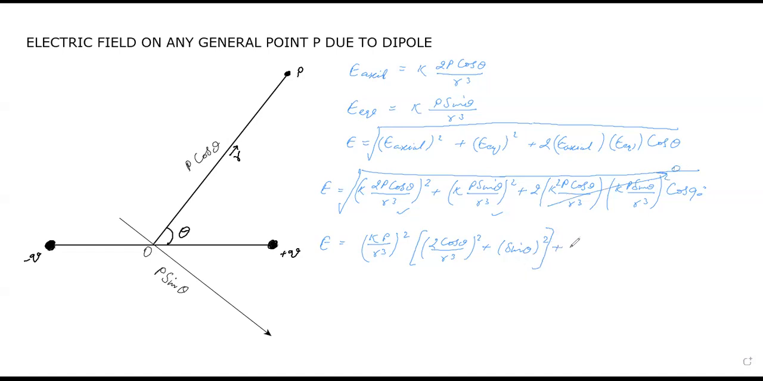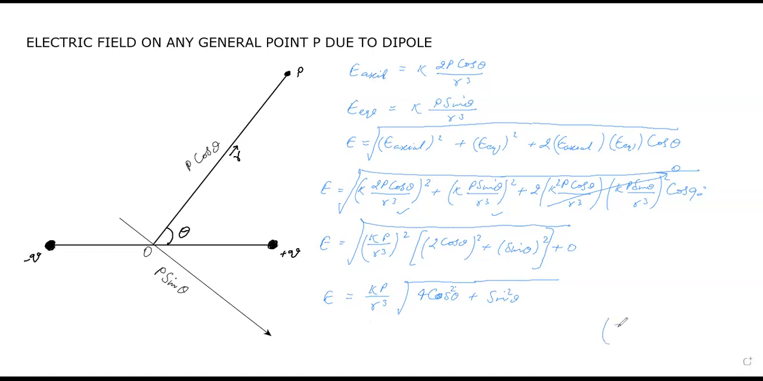Finally, E is equal to Kp over r cube, which can be taken outside in common. r cube is also taken as common here. In the bracket it is 4 cos square theta plus sine square theta.